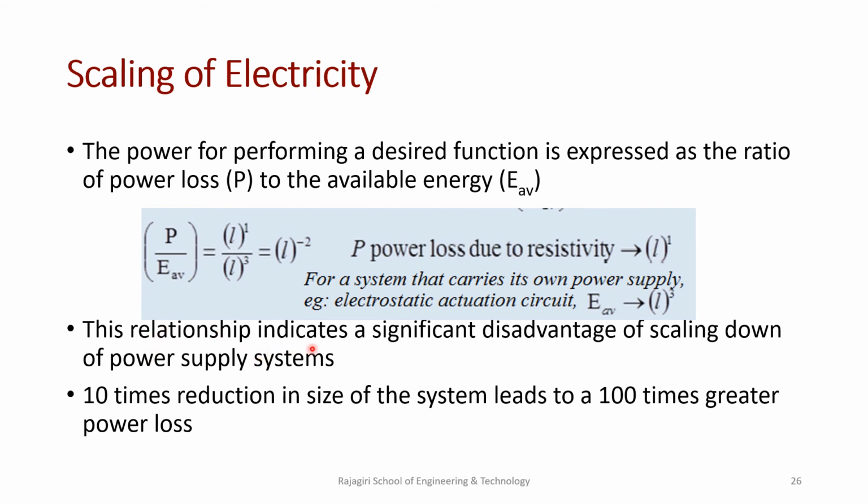This relationship indicates a significant disadvantage of scaling down of power supply systems. That means a 10 times reduction in the size of the system leads to 100 times greater power loss, because here, with the linear dimension shrinking to 1 by 10th, we can see that the ratio of P by available energy EAV will be 1 by 10 raised to minus 2. That is, it will become 100 times greater. So the power loss is very high when the reduction in size occurs.